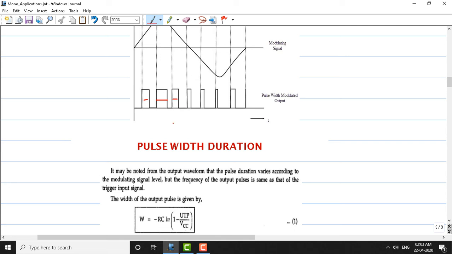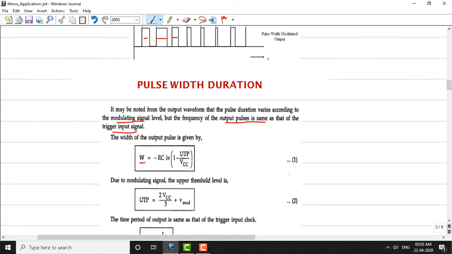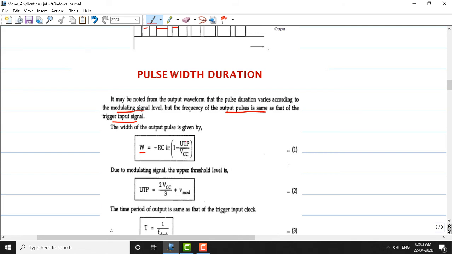And we can derive the expression for the pulse width. It may be noted from the output waveform that the pulse duration is according to the modulating signal level, but the frequency of the output pulses is the same as that of the trigger pulses. That frequency is not going to change, and the period also is not going to change. Therefore, the width of the output pulse is given by W = -RC ln(1 - UTP/VCC), where ln is log to the base e. So now we have the expression for the UTP.